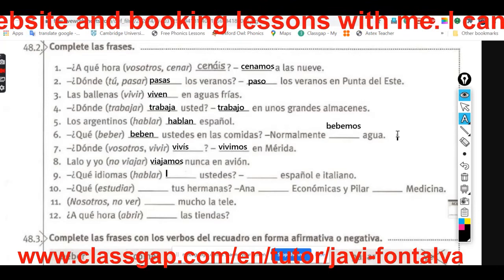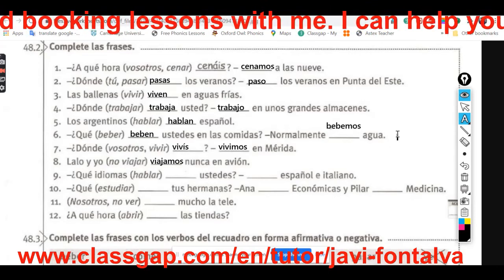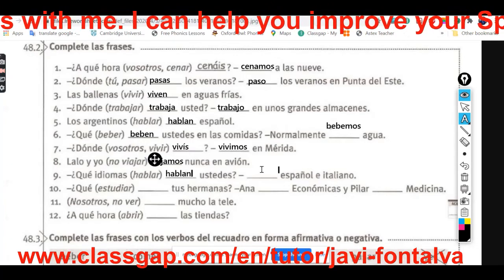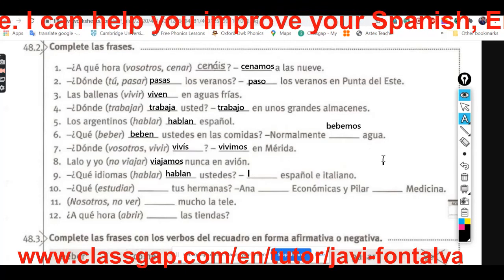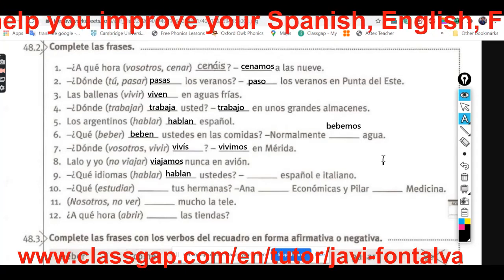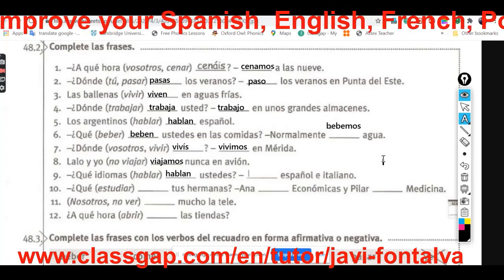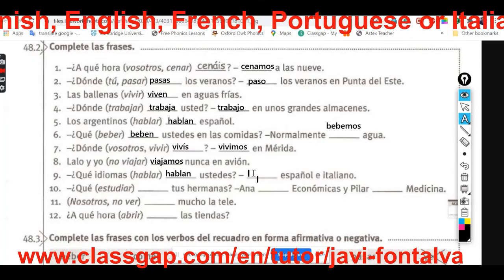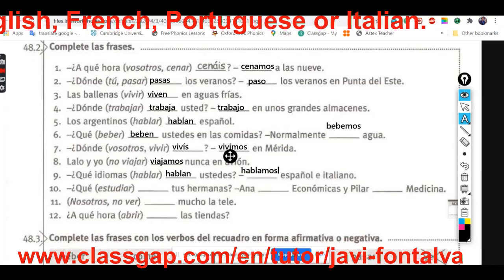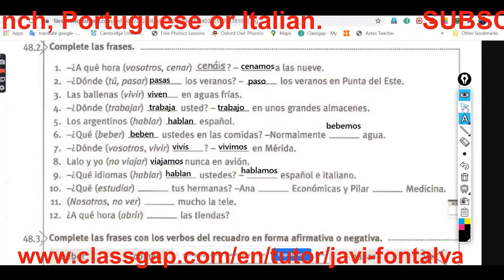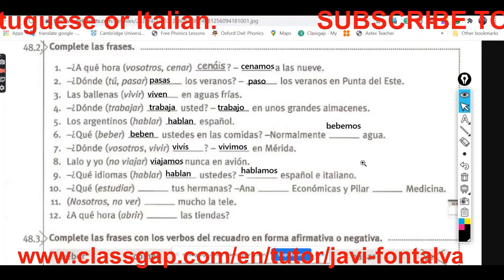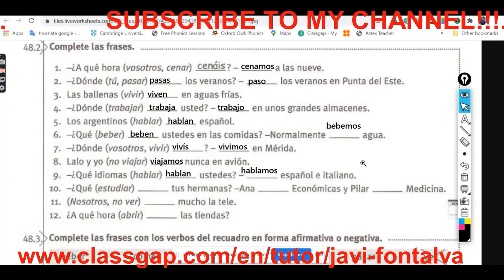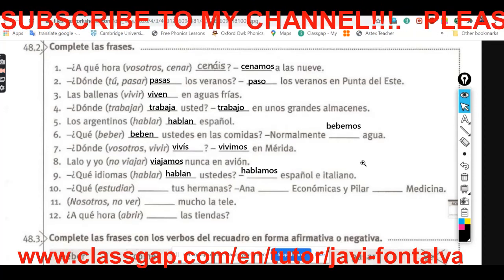¿Qué idioma hablan ustedes? Okay, drop your H's. Hablan. Hablo español y italiano. Okay, ustedes, not usted. So hablamos, right? Hablamos español e italiano. Question. Okay, first of all, what does this mean? What languages do you speak? We speak Spanish and Italian.